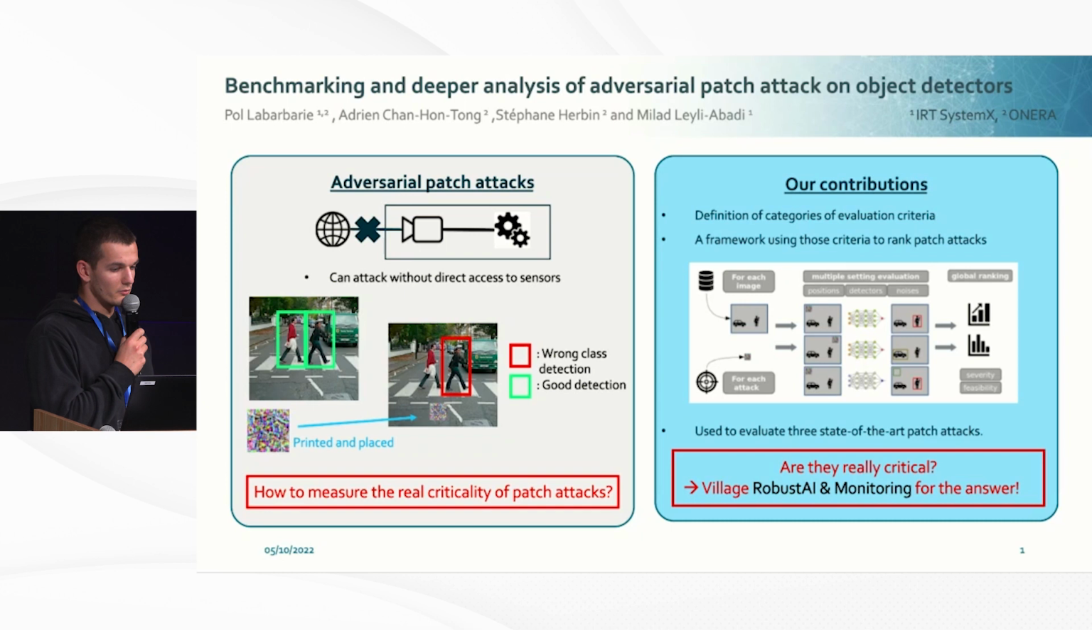So we can ask ourselves how to measure the real criticality of patch attacks. To do so, we propose to define categories of evaluation criteria. Each of these criteria helps to better understand an essential feature of the attack. We use those criteria in the framework to rank patch attacks, more specifically, the three state-of-the-art patch attacks. And we try to give an answer to: are they really critical?